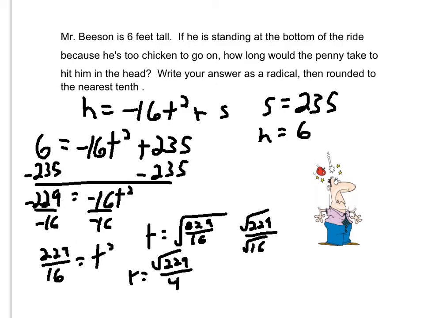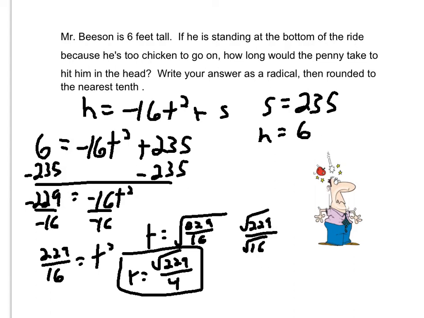Now again, we can try to break down 229 if we really wanted to, okay? But 229 does not have any perfect square factors and cannot be broken down. So we are done. That's as far as we can simplify it. But now again, we don't want to say it's going to take that many seconds, okay? So we're going to want to round this to the nearest tenth.